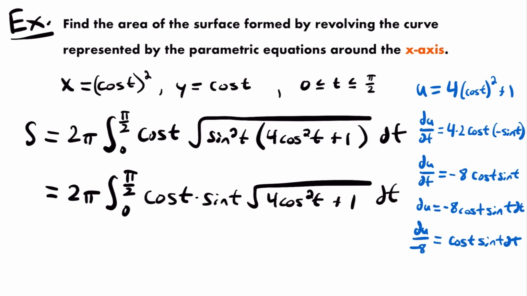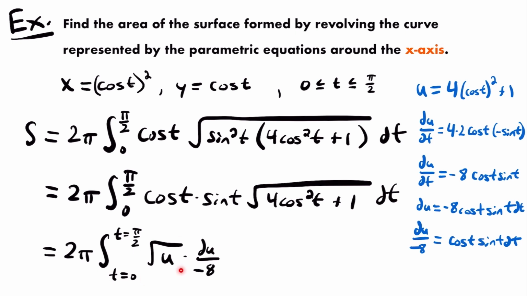Okay, so now let's use u substitution. Let's rewrite our integral in terms of u. So this will be equal to 2 pi times the integral from t equals 0 to t equals pi divided by 2 of the square root of u times du divided by negative 8. That is all this integral becomes. We replaced 4 cosine squared t plus 1 with u, because that's what we set it equal to, and we replaced cosine t times sine t times dt with du divided by negative 8, because that is what that is equal to. All right, and so now we have an integral that is much easier to integrate.